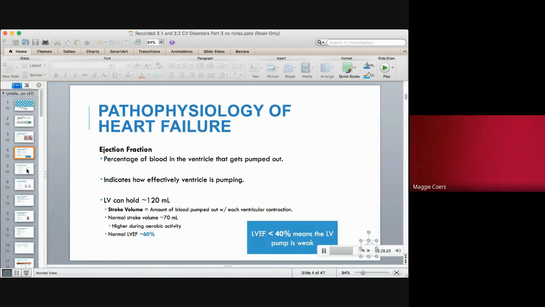A couple of important things here. Let me just review this slide. Ejection fraction is the percentage of the blood in the ventricle that gets pumped out, so percentage is the key word. Stroke volume is the actual amount of blood that gets pumped out with the ventricle contraction, so it's in milliliters. To find the ejection fraction in our example, 70 divided by 120 gives us 0.6, so the ejection fraction is 60%.